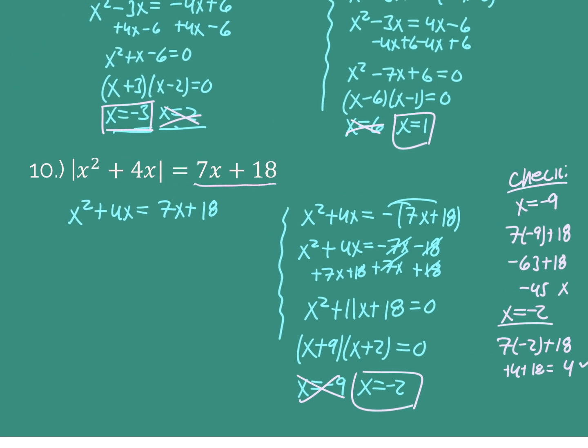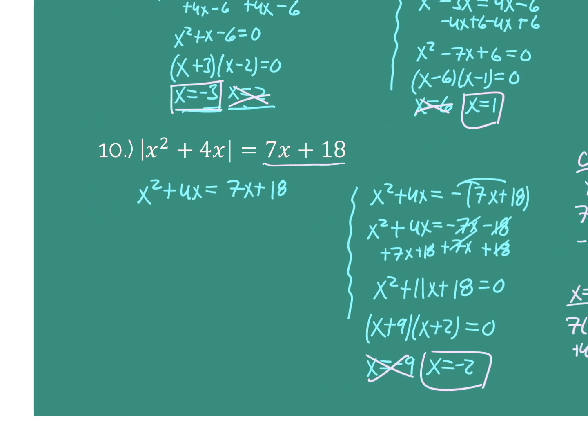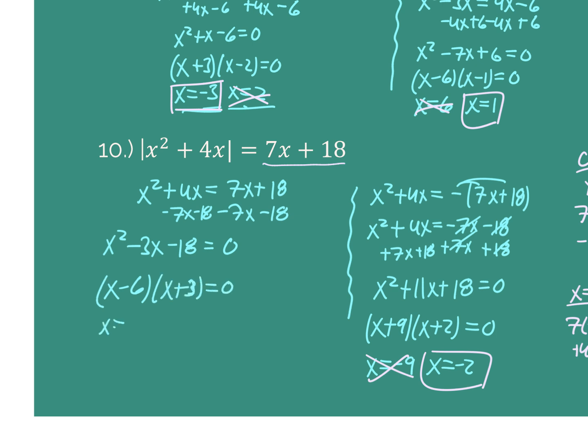All right, now let's try the same thing over here. Let's solve this side of it. I'm going to subtract 7x on both sides and subtract 18 on both sides, and so I end up with x squared minus 3x minus 18 equals 0. Then I want to factor. Factors of negative 18 that add to negative 3 are a negative 6 and a positive 3. So then I get x equals 6 and x equals negative 3.